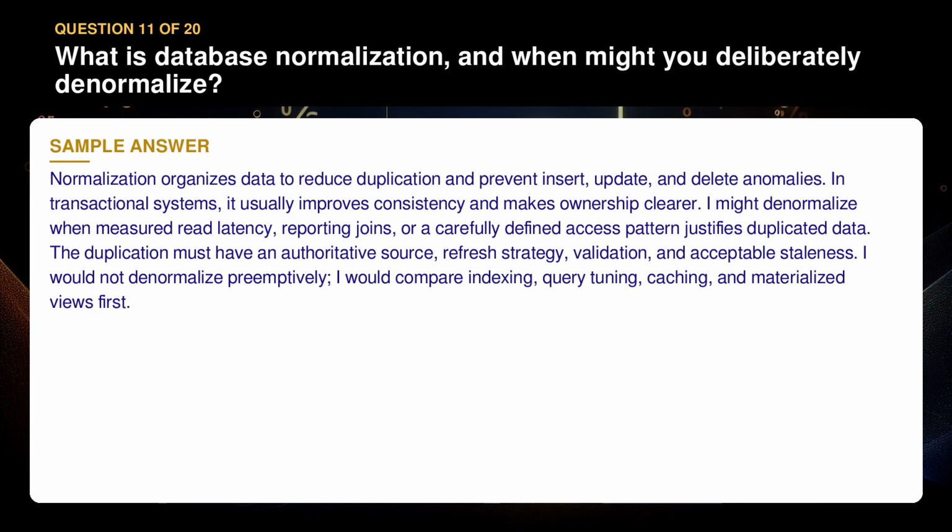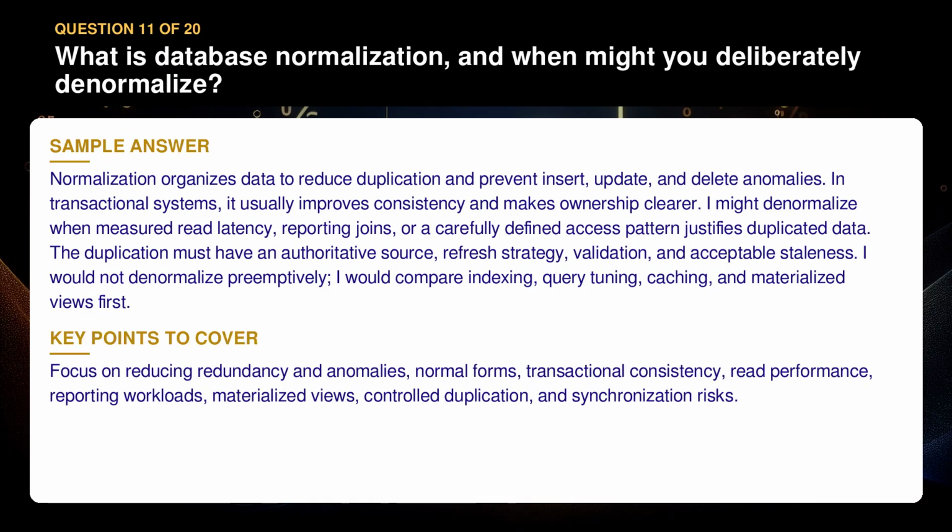Normalization organizes data to reduce duplication and prevent insert, update, and delete anomalies. In transactional systems, it usually improves consistency and makes ownership clearer. I might denormalize when measured read latency, reporting joins, or a carefully defined access pattern justifies duplicated data. The duplication must have an authoritative source, refresh strategy, validation, and acceptable staleness. I would not denormalize preemptively. I would compare indexing, query tuning, caching, and materialized views first.